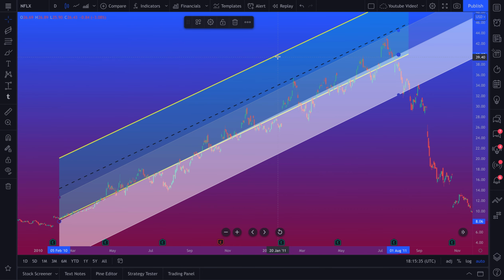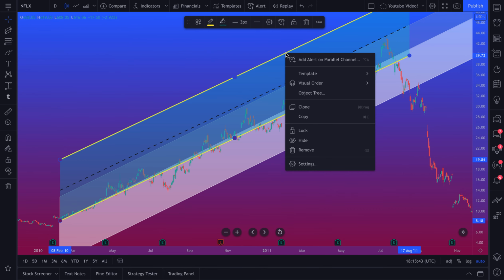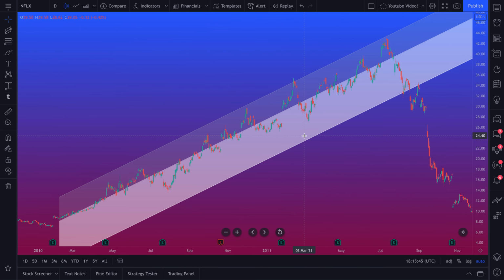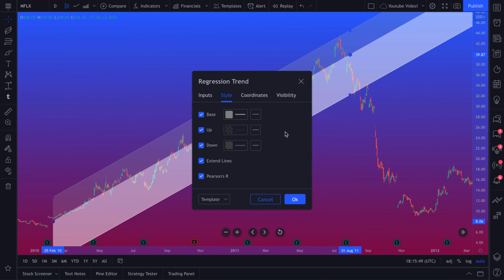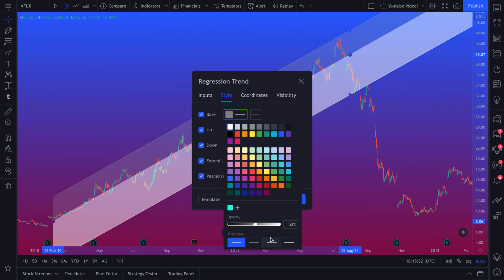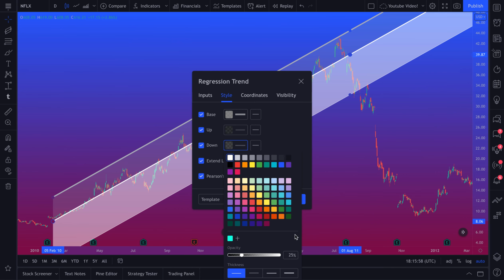And let's make sure now with this channel, what we're going to do is double click. We are going to, for now, take this channel and hide this channel. So now we just have the regression trend on our chart. So let's open this regression trend back up and make sure that this is a little easier to visualize for you. So this regression trend is another channel tool.